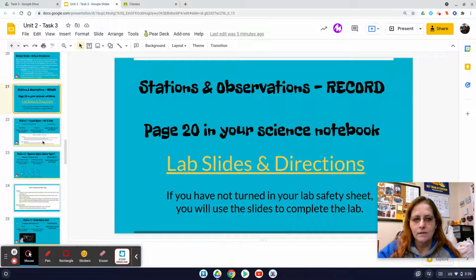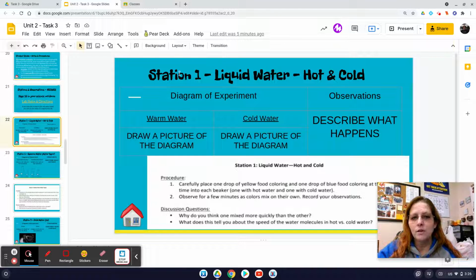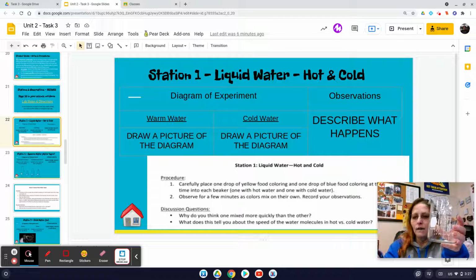It's in both places. So in general, your station 1 is liquid water, hot and cold. You're going to be in the back left-hand corner of the room where the think outside the box sink is. Hopefully the janitor turned that sink back on. Do not behave badly with that one or it'll go right back off. Okay. So in that one, you're going to have 2 beakers, same size, of water. And then one is going to have cold water in it.